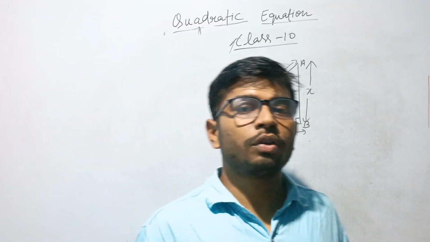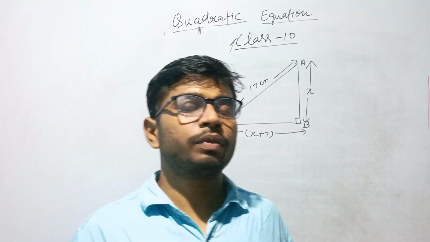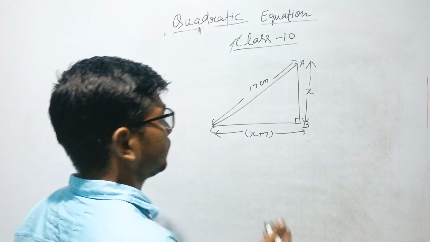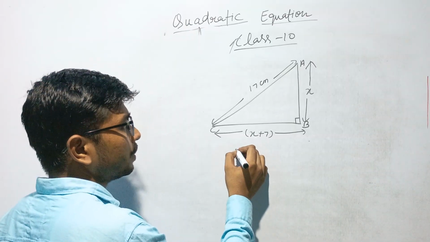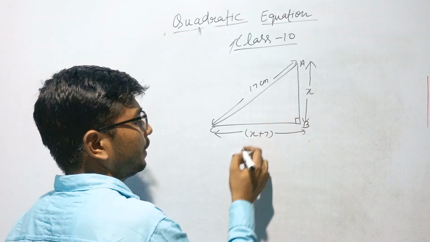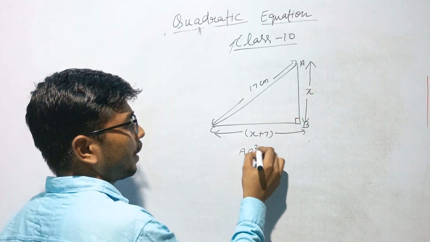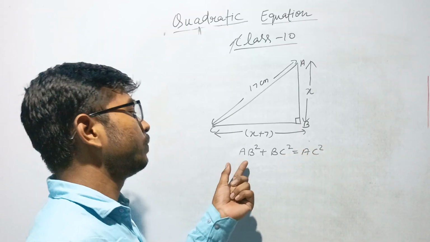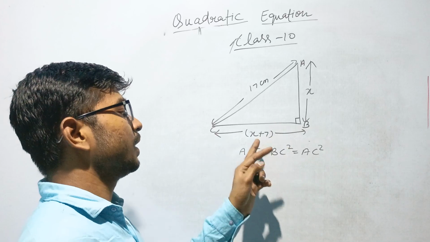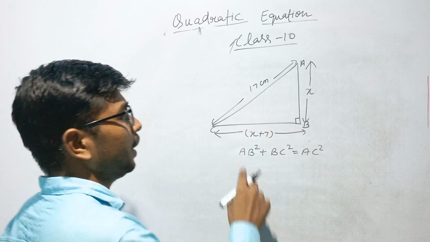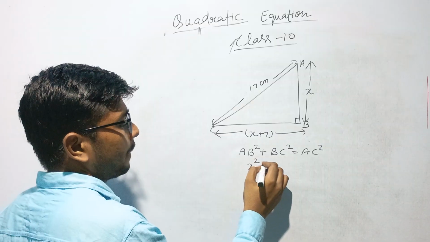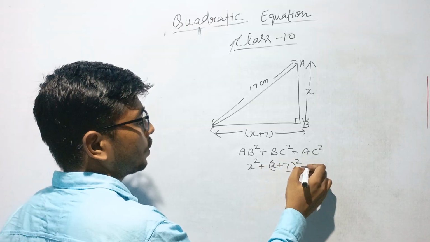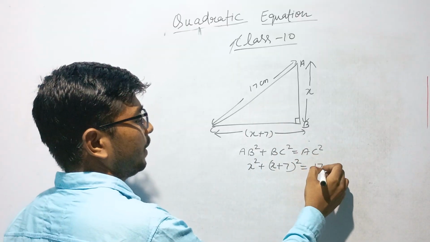Square of hypotenuse is equal to the sum of the squares of the other two sides. So we can write AB square plus BC square is equal to AC square. Sum of squares of the other two sides is equal to the square of the hypotenuse. So AB is x square plus BC is x plus 7 whole square is equal to AC is 17 square.